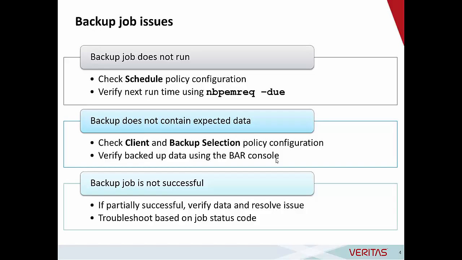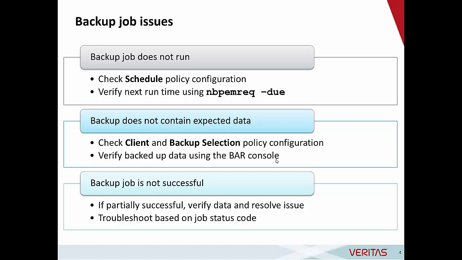In general, problems with backup jobs will fit into one of three categories. Either the backup job does not run, it doesn't contain the expected data, or it's not successful. Now, if the backup job doesn't run, meaning it's just not created at all, then what we have here is really a scheduling issue. We need to review the schedule for the policy, check the frequency or the calendar, and the start window. Always remember to check both places.